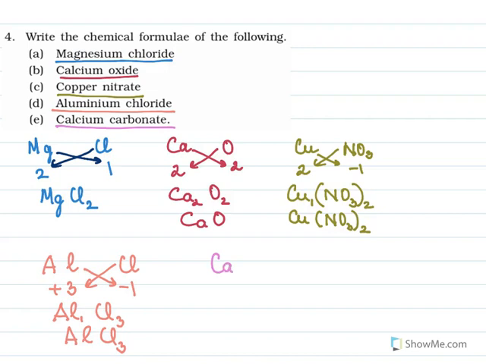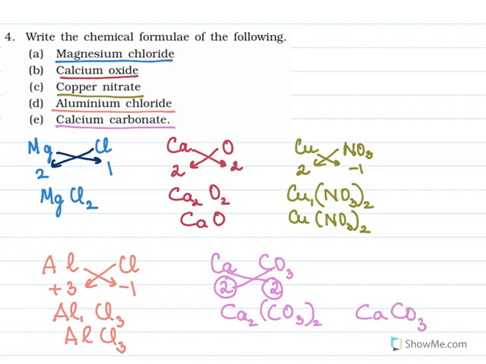Calcium carbonate. So calcium 2, carbonate is also 2. So we would have written crisscross. Here calcium will take 2, carbonate will take 2. So calcium 2, carbonate CO3, this is 2. So we take common out, so it is calcium carbonate, CaCO3.